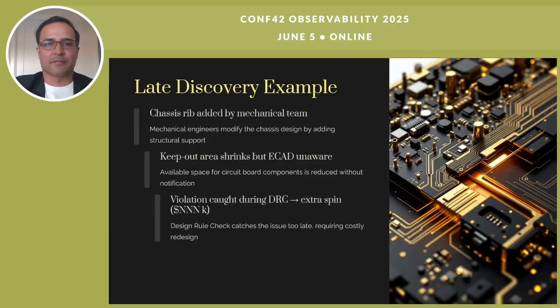Hope you all agree with me. Here is a story you will recognize. Mid program, mechanical changes a chassis wall by 3 millimeters. Yeah, it's just 3 millimeters. Keepout shrinks, but ECAD keeps routing blissfully unaware. A week later, DRC screams, and suddenly you are staring at a 250K respin and a 6-week slip, as sample numbers. Root cause isn't bad tools. It's timing of information, isn't it? The insight actually arrived too late to matter.